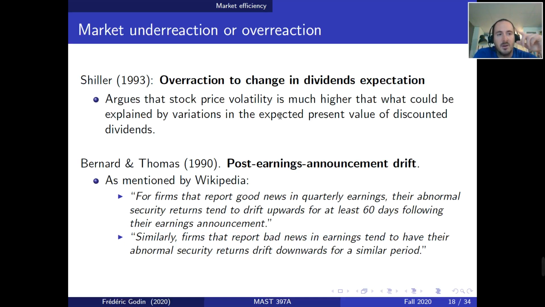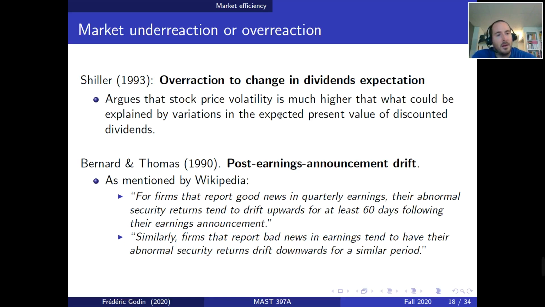The author provides a model and argues that the current level of volatility, as we said, the standard deviation of the return, is way too high in comparison to what it should be if the stock prices did reflect their fundamental value, because the volatility of the expected present value of dividends is much lower than the volatility of the stock price itself. So this study tended to indicate overreaction, which is incompatible with the efficient market hypothesis.